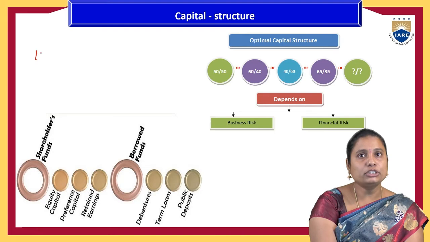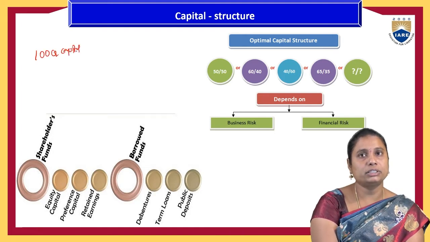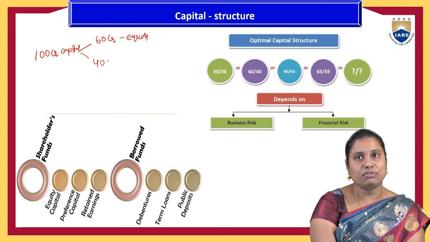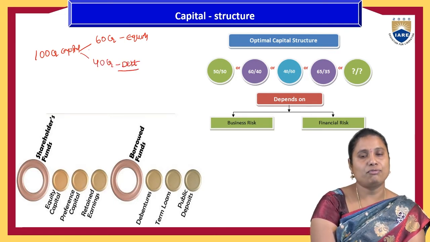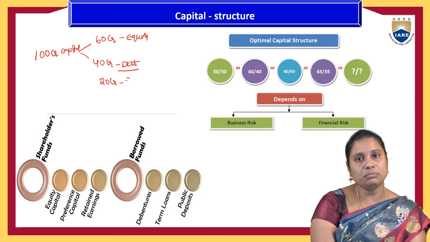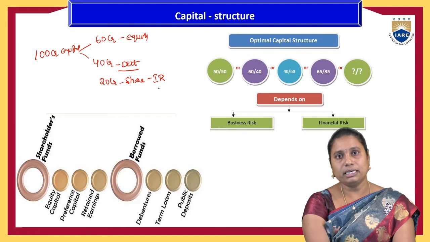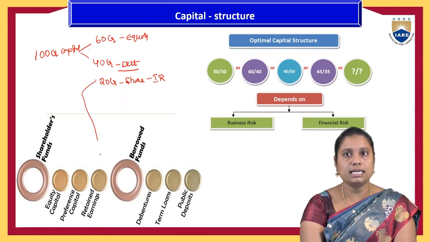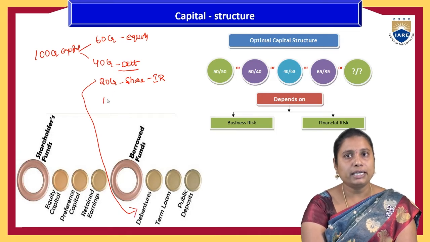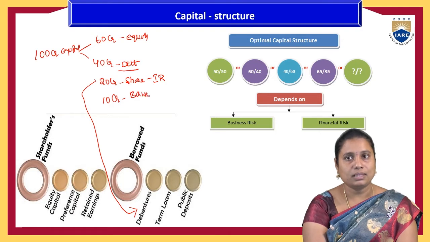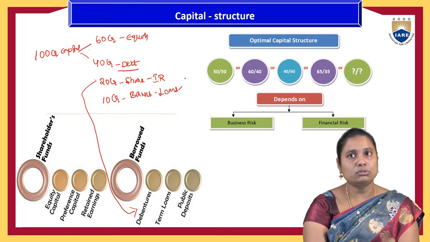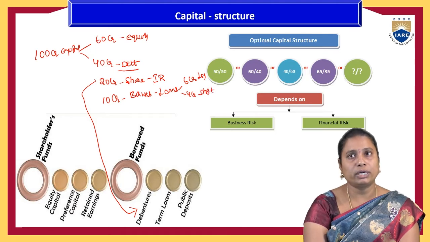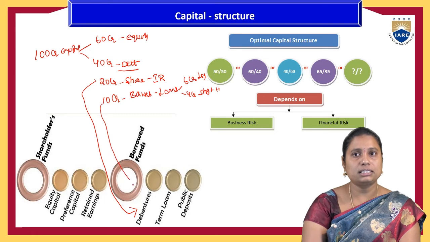For example, let us assume that 100 crores capital is required for the organization, out of which 60 crores is in the form of equity and 40 crores is in the form of debt. Out of this 40 crores, 20 crores they have raised by issuing shares with an interest rate. Those shares will give interest to the holders, so those shareholders will be called debenture holders. The remaining amount they have taken from the banks as loans: 6 crores as long-term loans and 4 crores as short-term loans, which are repayable within 1 year. That will be called term loans.